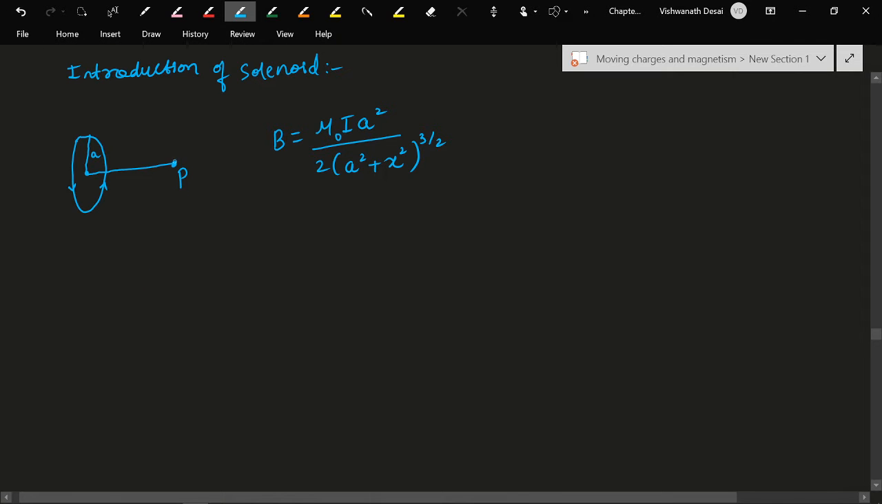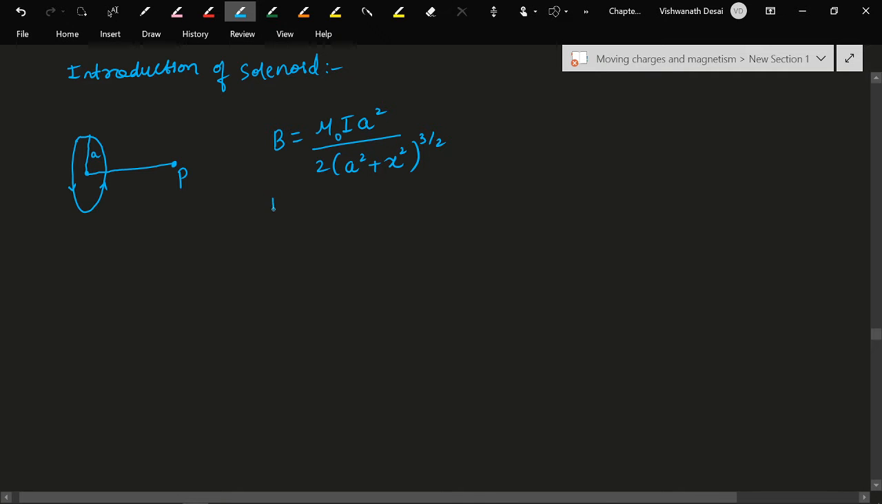The magnetic field at point P due to a circular current carrying loop is given by B equals mu naught I A squared divided by 2 times (A squared plus X squared) to the power 3 by 2, where A is the radius of the circular loop carrying current. Now, I want to increase the magnetic field at point P. So to increase it, what can I do?